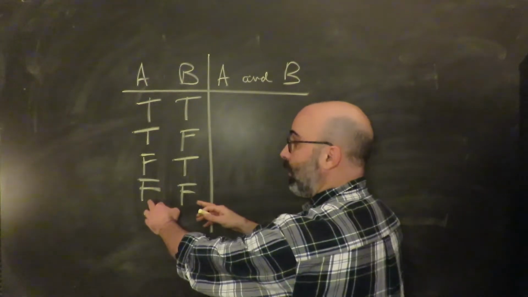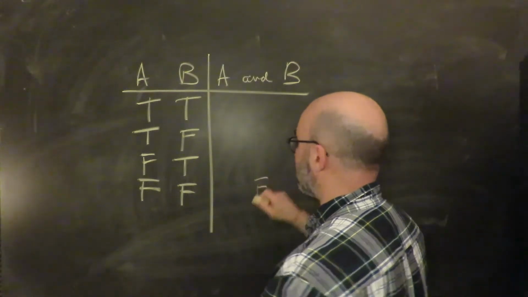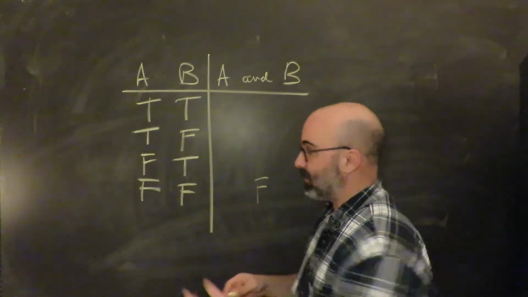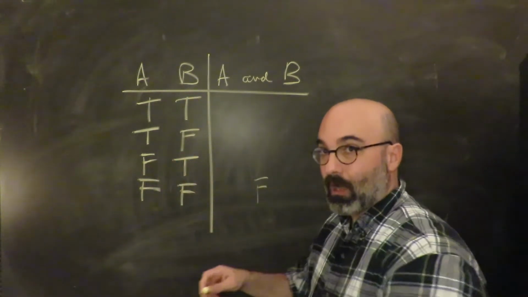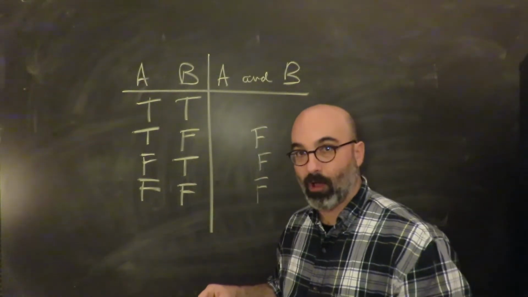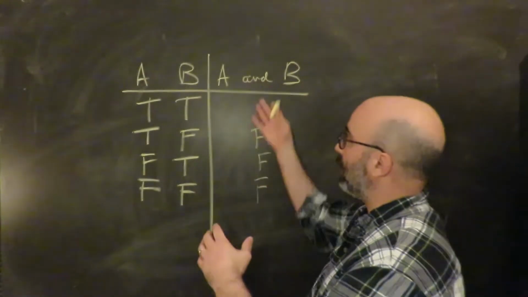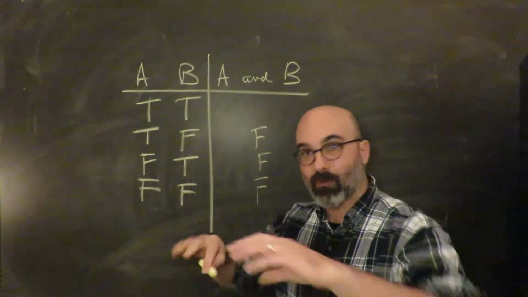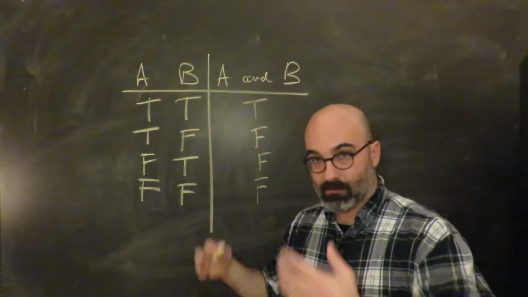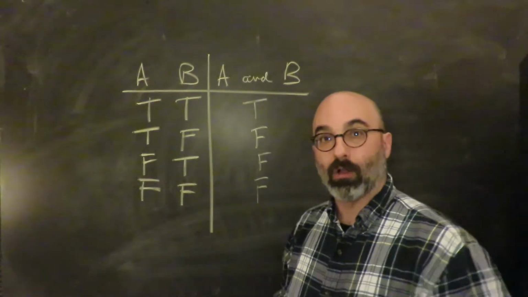So if A and B are both false, then the AND claim comes out to be false. If either one of the two components of A and B, if A is false or if B is false, and it doesn't matter if the other one's true, the whole thing comes out to be false. The only way for a claim A and B to be true is for both of them to be true. It's the only way. And so this is the truth table for the truth function called conjunction.